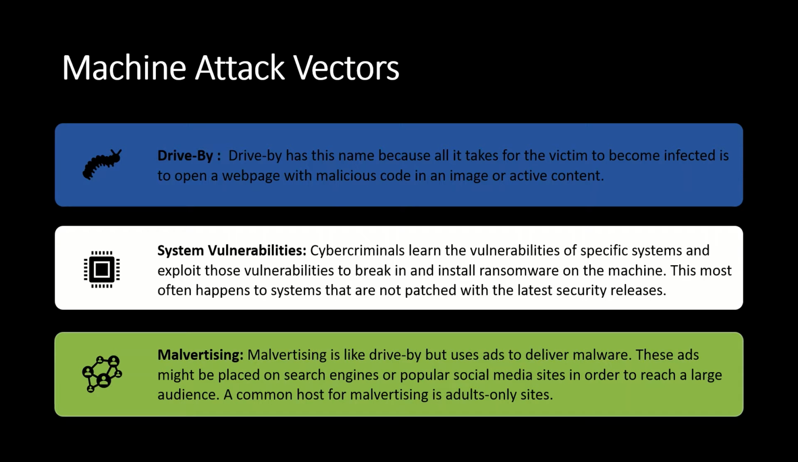Here is a list of machine attack vectors. The first form is the drive-by exploit, which involves opening and downloading information from a website that has malicious software. The next is system vulnerabilities that are detected by cybercriminals to exploit and get into the system to install the ransomware.